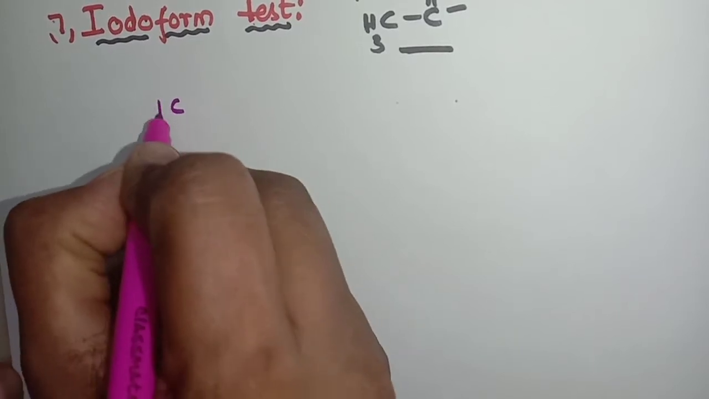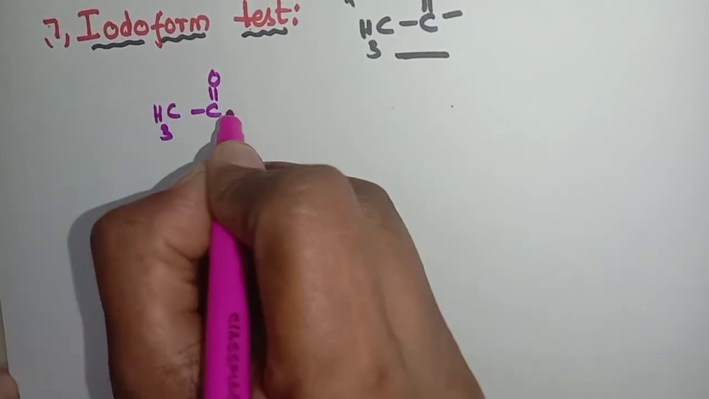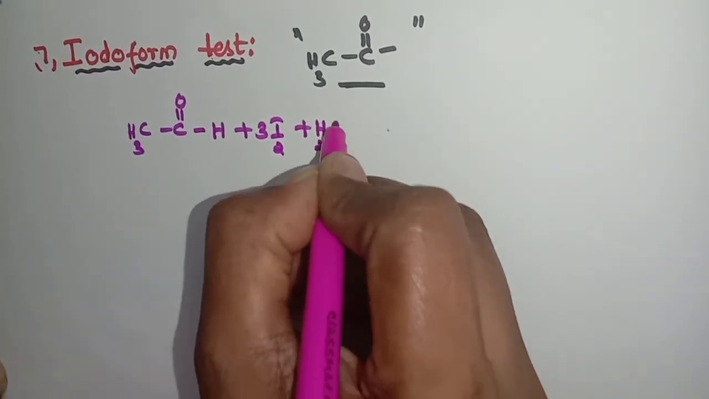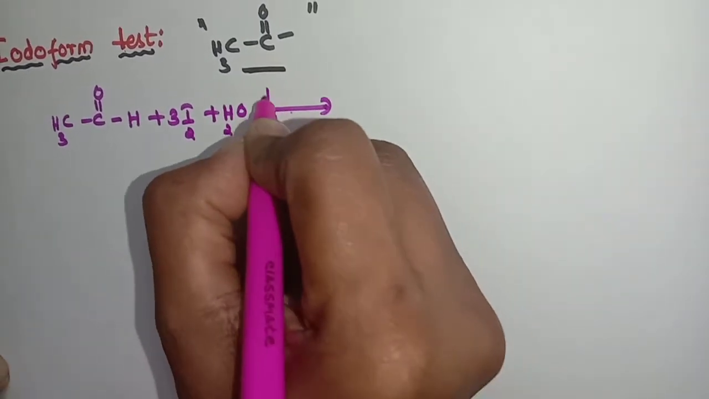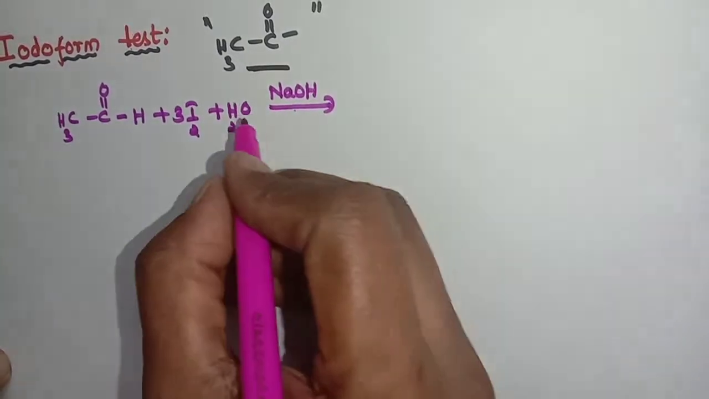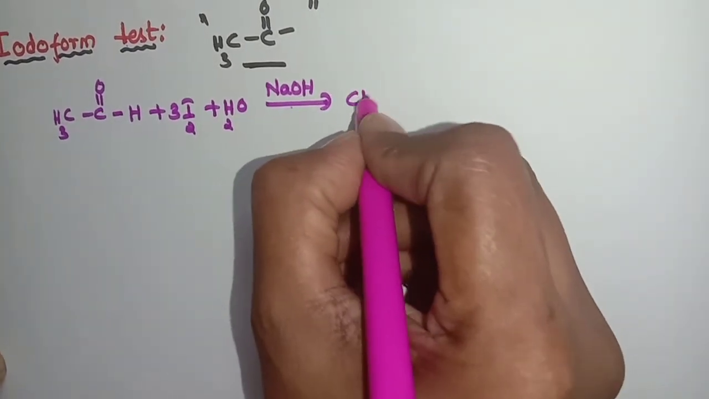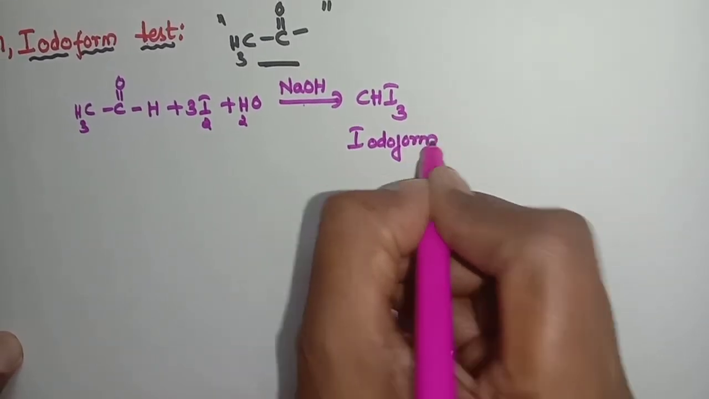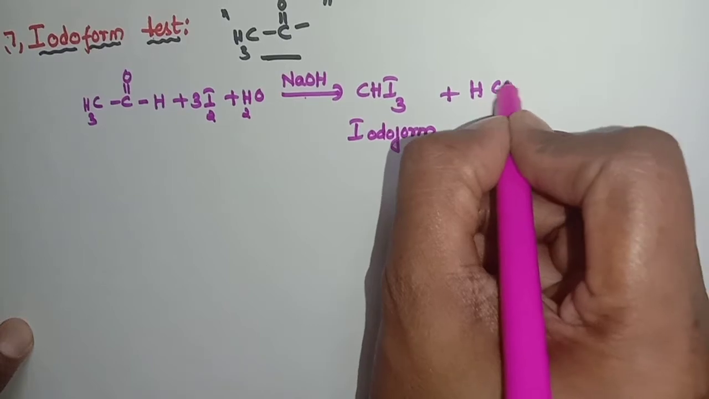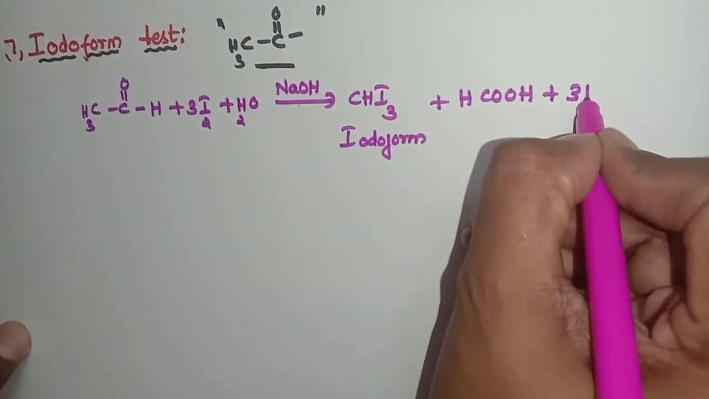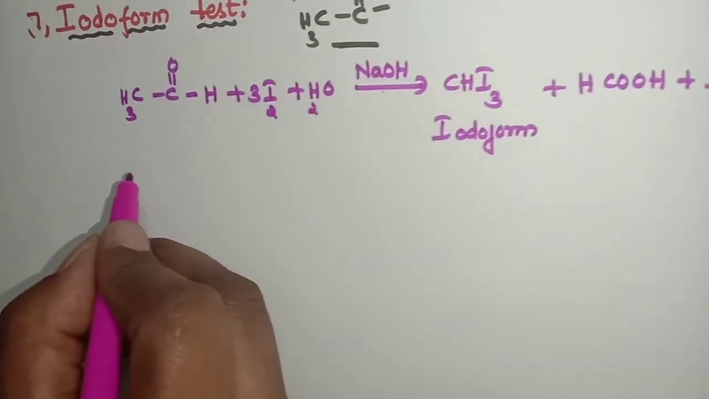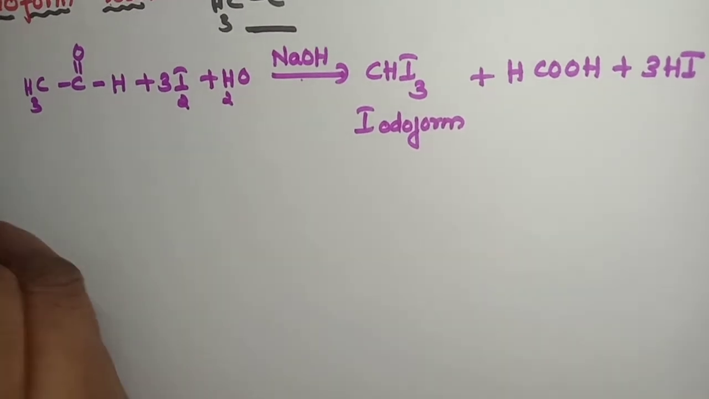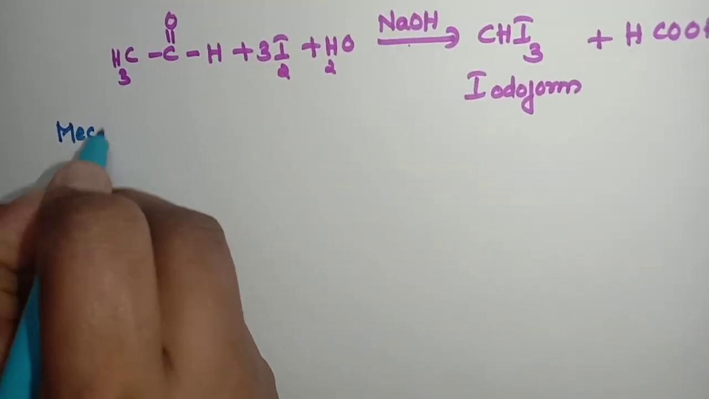Taking acetaldehyde CH3 C double bond O H plus 3I2 followed by hydrolysis in the presence of sodium hydroxide. So the base taken here is sodium hydroxide, forms CHI3. This is iodoform, that is yellow precipitate, and the byproducts are HCOOH plus 3HI. So this is when we have taken acetaldehyde. Now I will show you the mechanism of this iodoform test. Put the side heading mechanism.